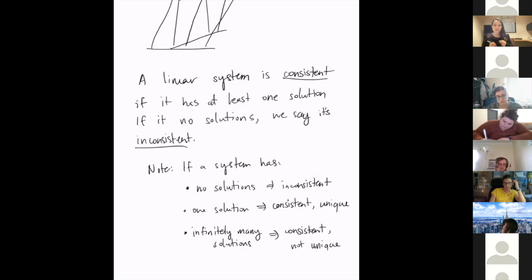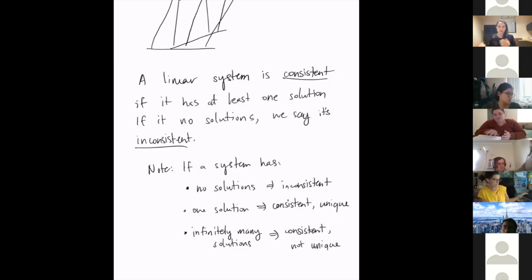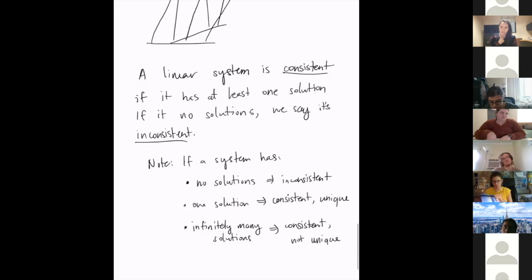This is getting into something that mathematicians really care about, which is existence and uniqueness. Does there exist a solution for this problem, and is it unique if we find it? We'll be able to tell from some operations and from looking at systems whether or not we get existence or uniqueness.